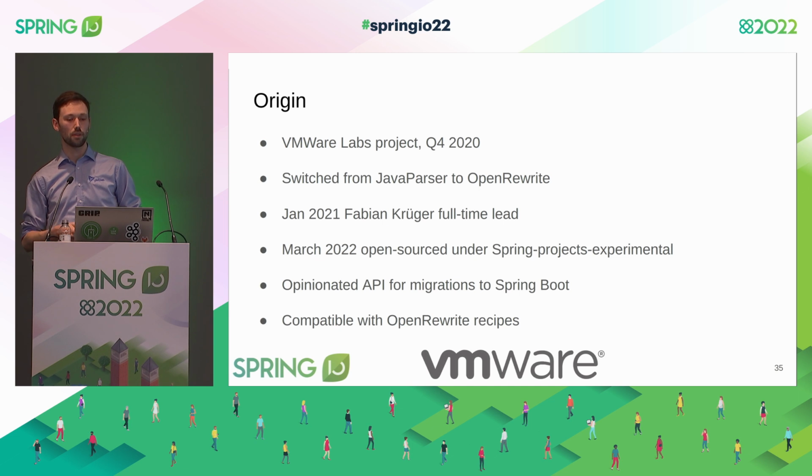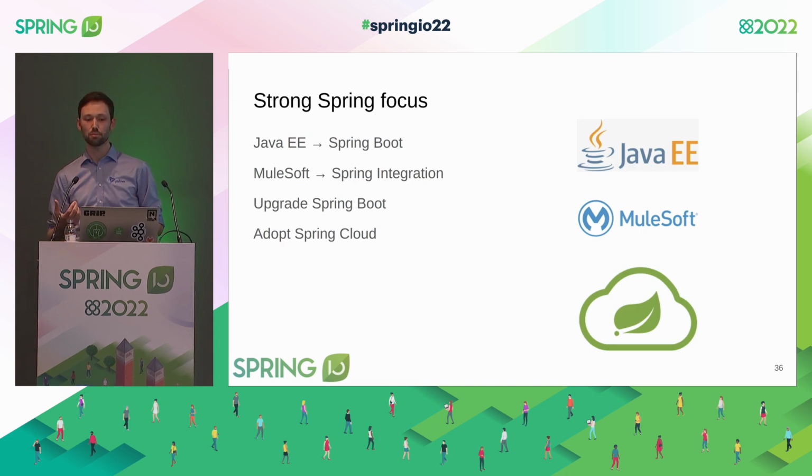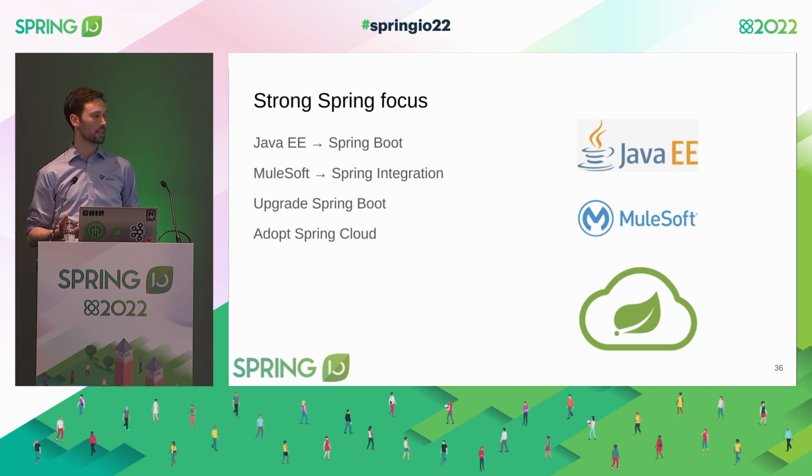2 months ago, the project was open sourced under Spring Experimental. It provides an opinionated API for migrations to Spring Boot, and it remains compatible with OpenRewrite to run OpenRewrite recipes. It's a strategic product for VMware to aid developers to move towards Spring and related cloud technologies. With a strong focus on Spring, it goes beyond what OpenRewrite offers in terms of recipes. It better understands your Spring applications and uses higher level abstractions for concepts such as configuration properties and profiles.